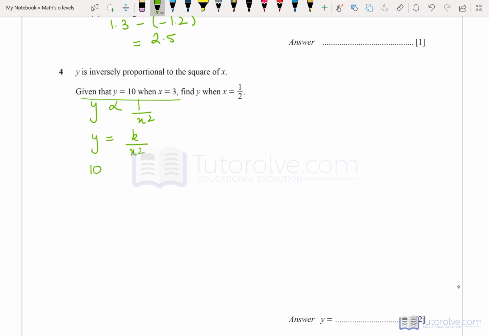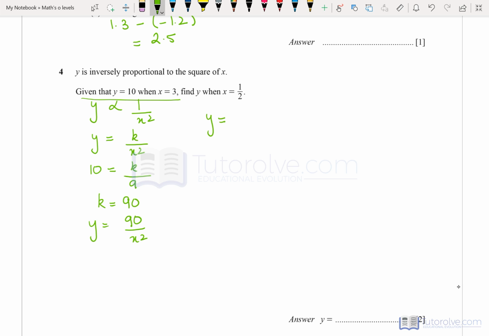So when y is equal to 10 and x is equal to 3, so 3 squared is 9, what would k be? So k is 90. Now we have to formulate a new expression, which is y is equal to 90 over x squared. So now they want us to find y when x is equal to 1 by 2.